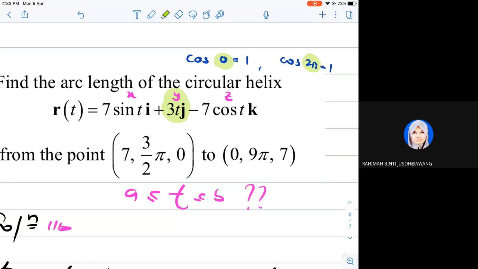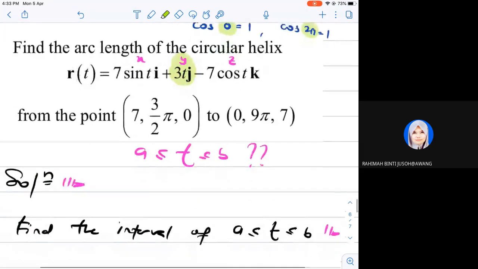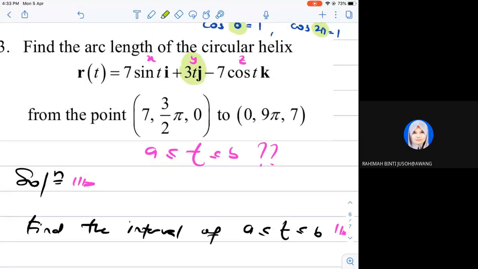Tapi nanti jawapan you mungkin akan berbeza. Mungkin dia tak dapat 3t ni lain. Macam tu. So better you ambil yang polynomial. Okay, now bila kita dah decide kita nak ambil y, so focus here.